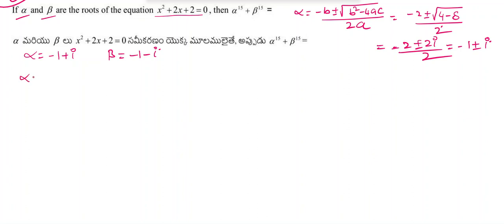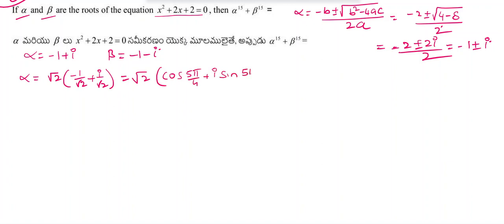Take this alpha, that is multiplying and dividing by root 2. This is minus 1 by root 2 plus i by root 2. So this is written as root 2 into minus 1 by root 2. This is written as third quadrant, cos 5 pi by 4 plus i sine 5 pi by 4. This is the alpha value.